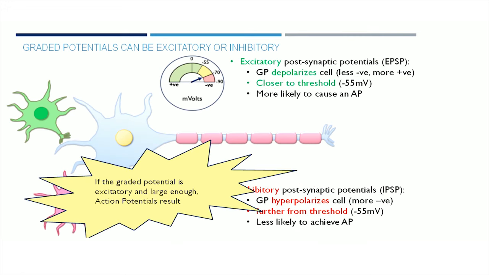So if this is what happens, you can then quickly see that it's the excitatory postsynaptic potential, the EPSP, that's going to move the dial this way from resting membrane potential, rather than the inhibitory one, which will move it that way. So if the graded potential is excitatory, as is the case up here, and large enough, it will cause an action potential, and that is what we'll talk about next video.